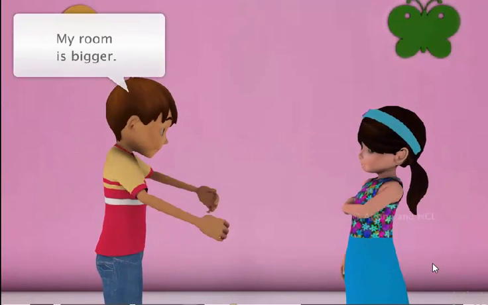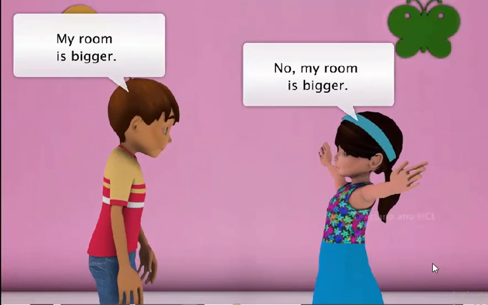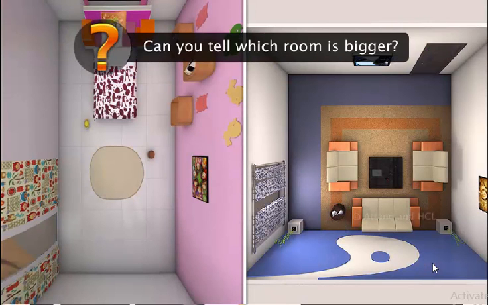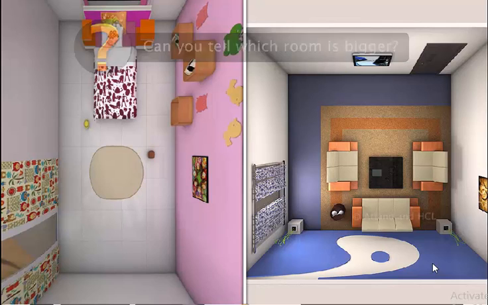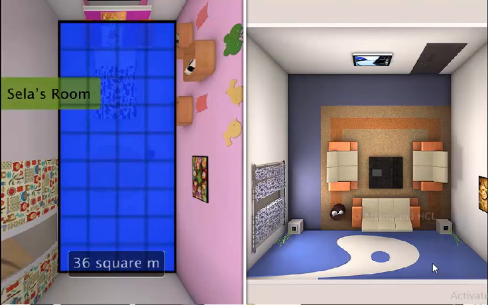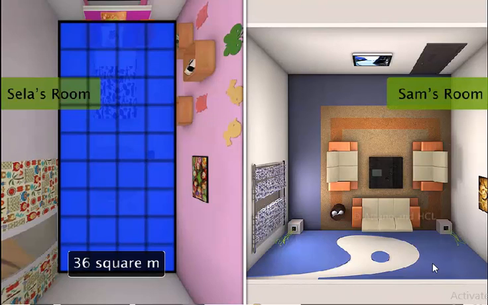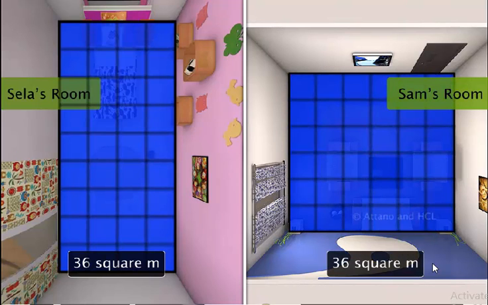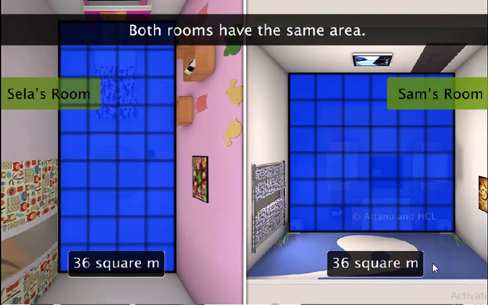Stella and Sam are arguing over something. Looking at these two rooms, can you tell which one is bigger? Stella has a rectangular room. Its area is equal to 36 square meters. Let's measure Sam's room now. Sam has a square room. His room is also equal in area to 36 square meters. So their rooms may be different in shape, but they both have the same area.